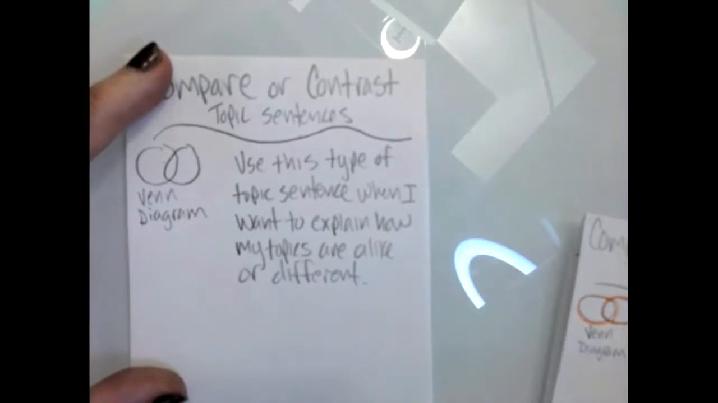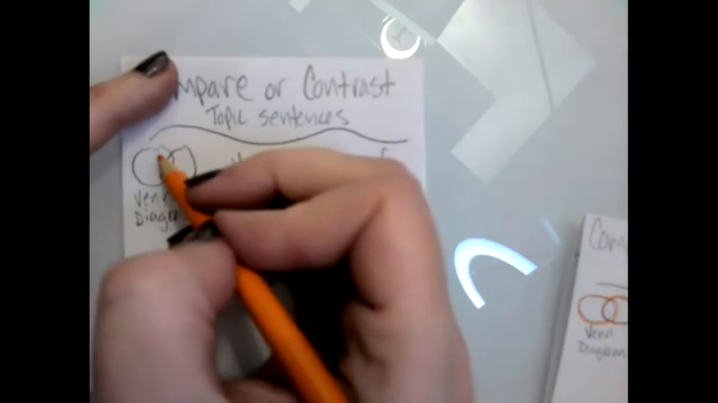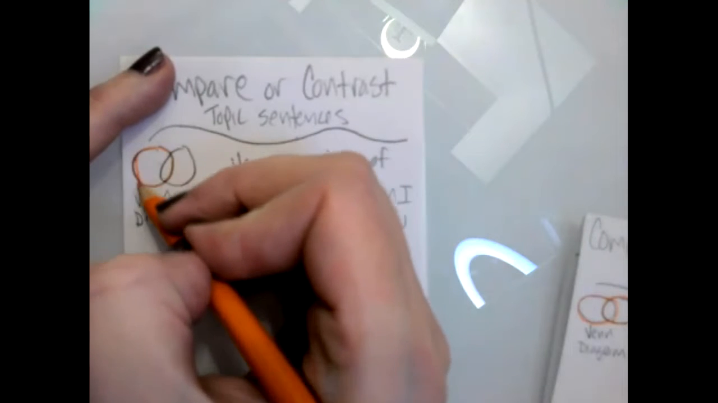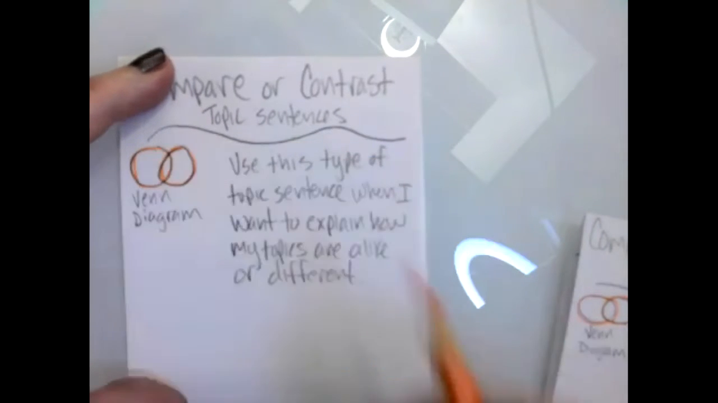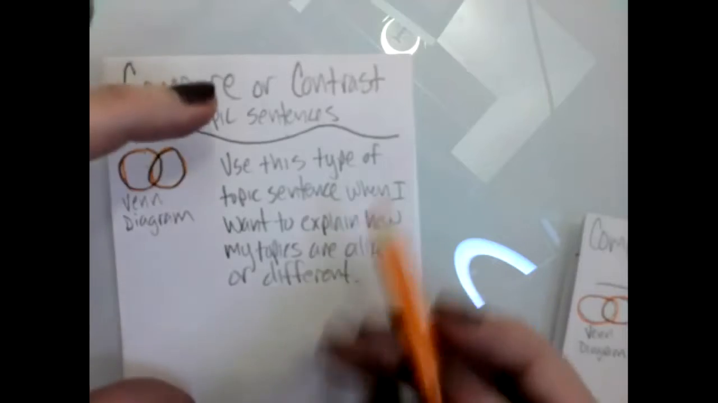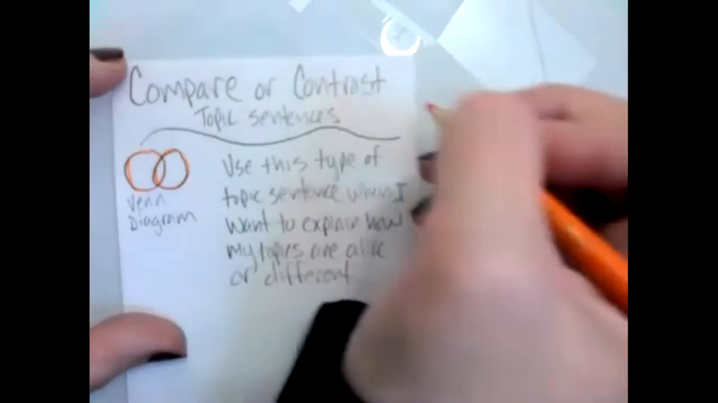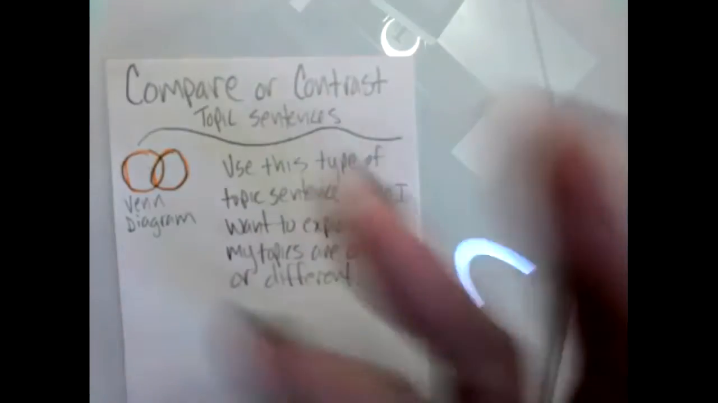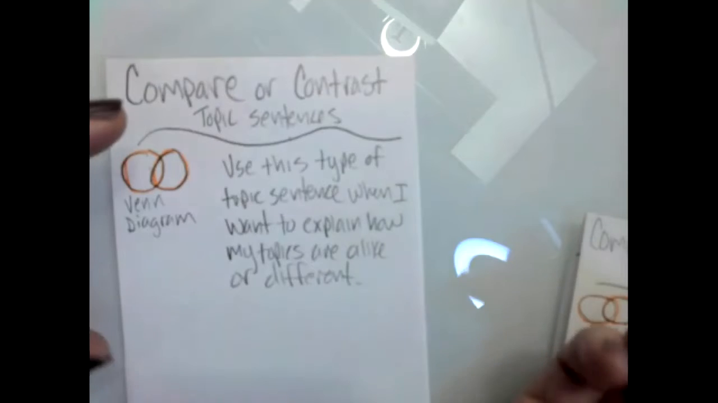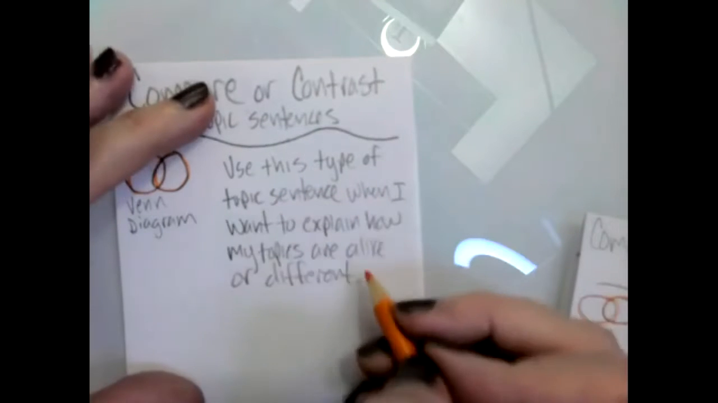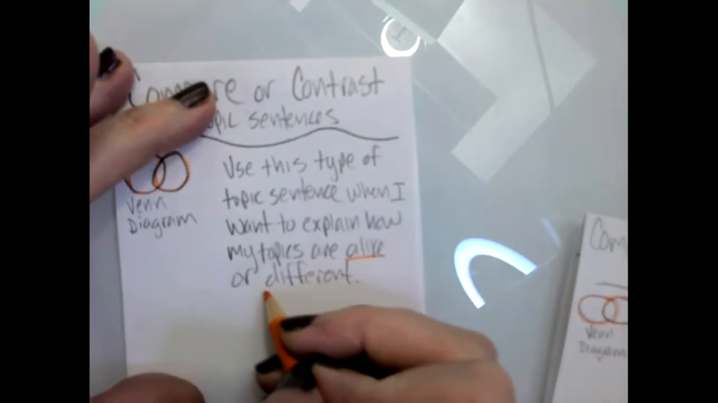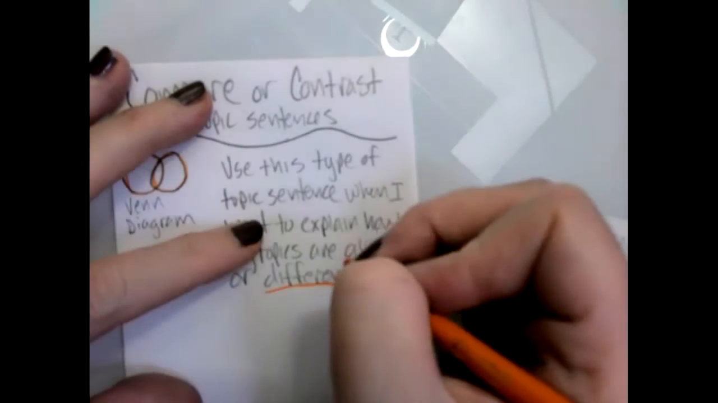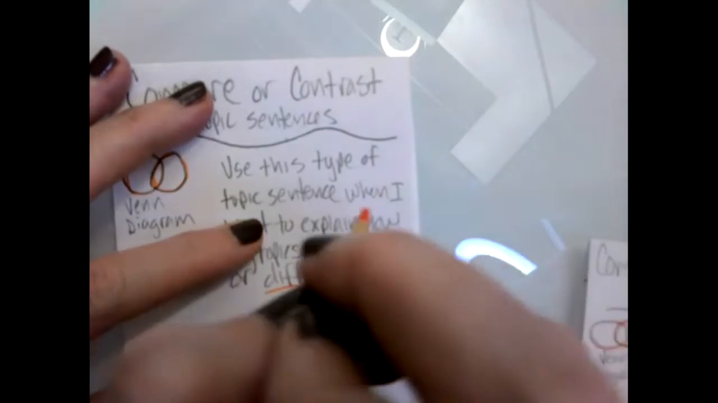Okay, now our main color that we're using is orange. So I'm going to go over the Venn diagram in orange, and you're going to have your child do that also. And I might even want to go over my compare and contrast in orange, but the color is really helpful. I want to underline alike or different. I could go over the words in the orange as well.